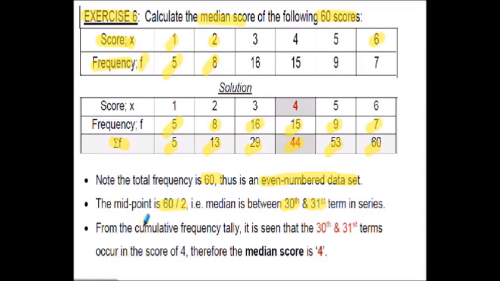Now again, this is very easy. Once you've got the cumulative frequency tally, it's very easy to find where these occur. So in category 3, for example, it says up to 29 items occur up to category 3, and up to category 4, the score of 4, 44 items. So we can quite clearly see that the 30th and the 31st terms will occur in category 4, where the score is 4. So the median in this case is simply stated as 4. Again, I emphasize the use of the cumulative frequency row makes it very easy to find where the median values occur in this case.